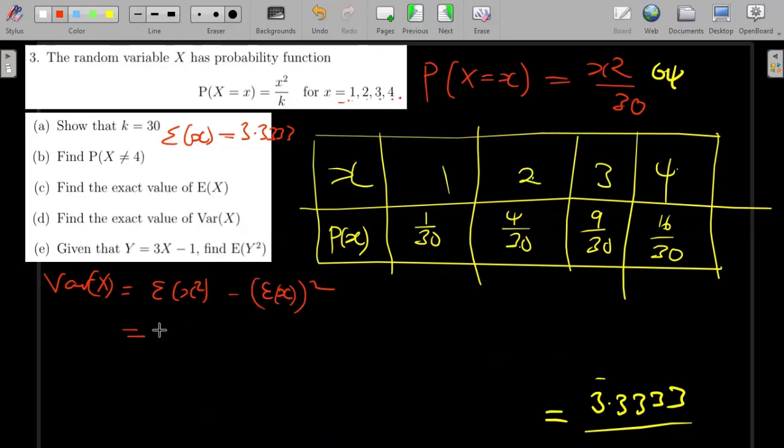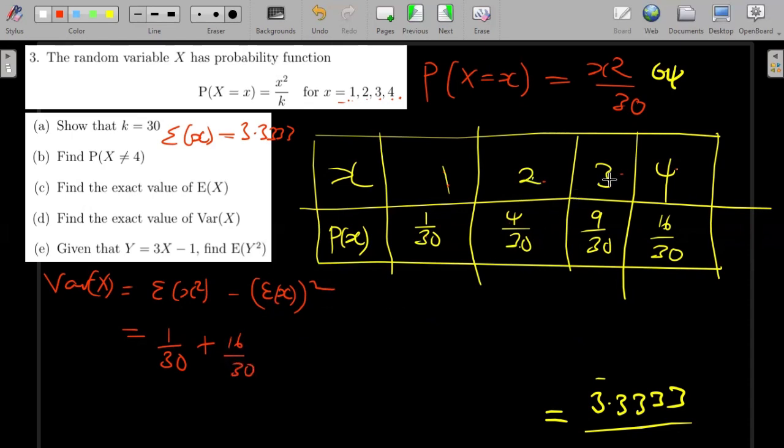So what we have here is, what is the expected value of x squared? We'll be squaring these x's now, but multiplying with the same probability. So it will be 1 squared multiplied by 1 over 30. I'm still going to get 1 over 30. Then plus 2 squared is 4, and 4 multiplied by 4 would be 16 over 30.